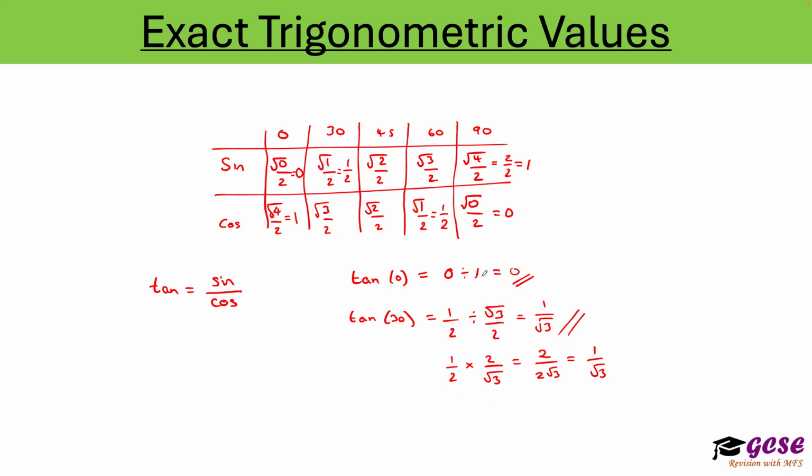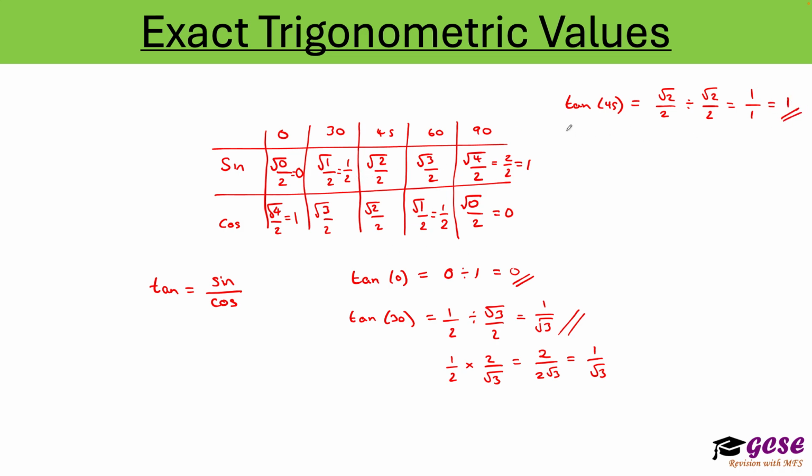Okay, if we look at tan 45, I'll move over here. So tan 45 is just going to be sine 45, which is root 2 over 2, divided by cos 45, which is also root 2 over 2. Okay, root 2 divided by root 2 is just 1. 2 divided by 2 is also 1. And 1 divided by 1 is just 1.